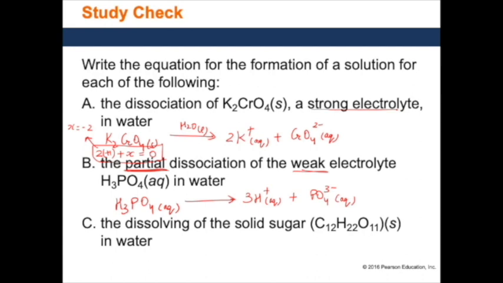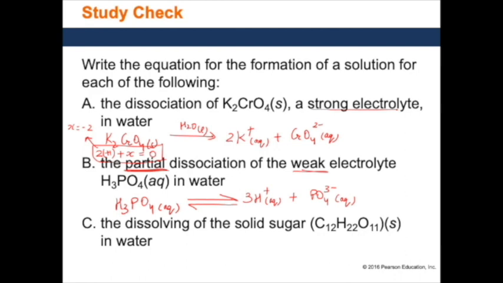But since it's weak dissociation, you would show this as a double-sided arrow. Some of it will convert into proton and phosphate, whereas some of it will go back into its actual H3PO4 formation. So when you put a double-sided arrow, you're showing it is going both ways. It is a partial dissociation. Not all of it has completely dissociated.